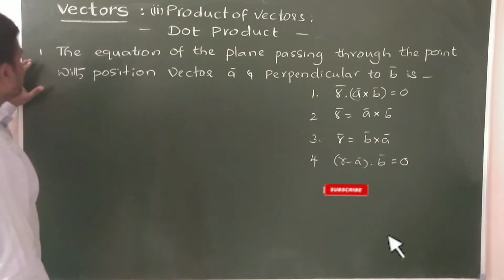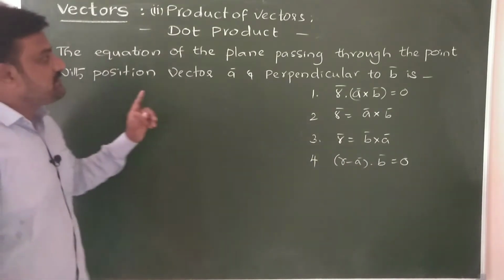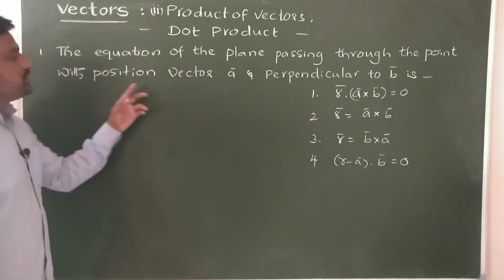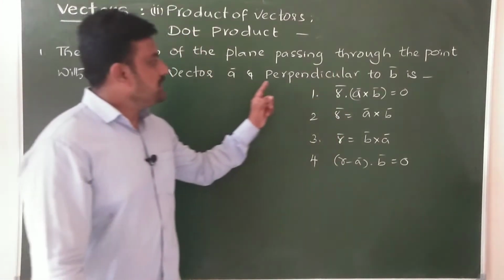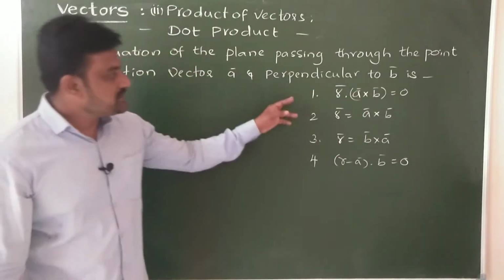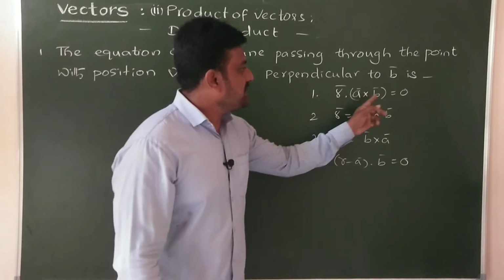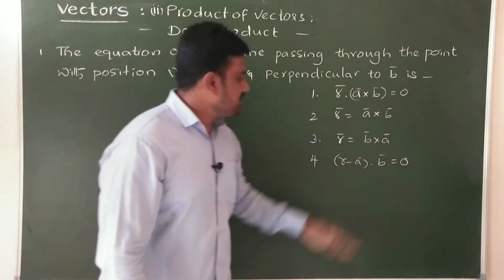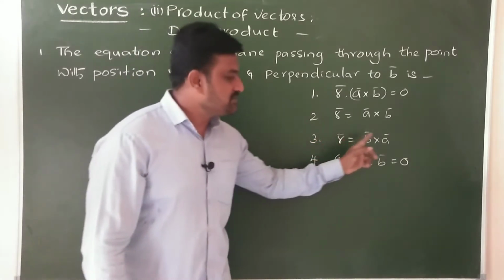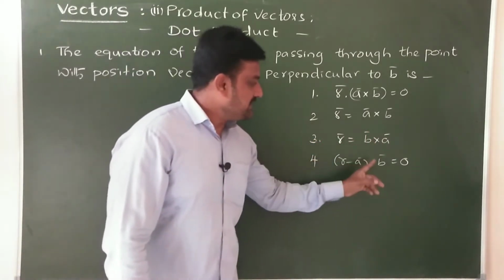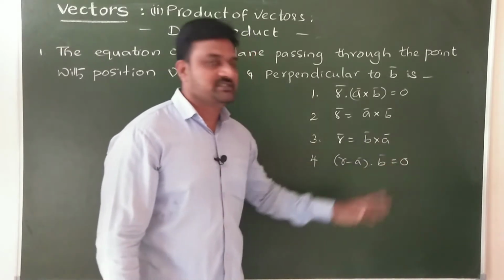Now the question is: the equation of the plane passing through the point with position vector A and perpendicular to B is what? The options are: r dot A cross B equals 0; second, r equals A cross B; third, r equals B cross A; and the fourth, (r minus A) dot B equals 0.